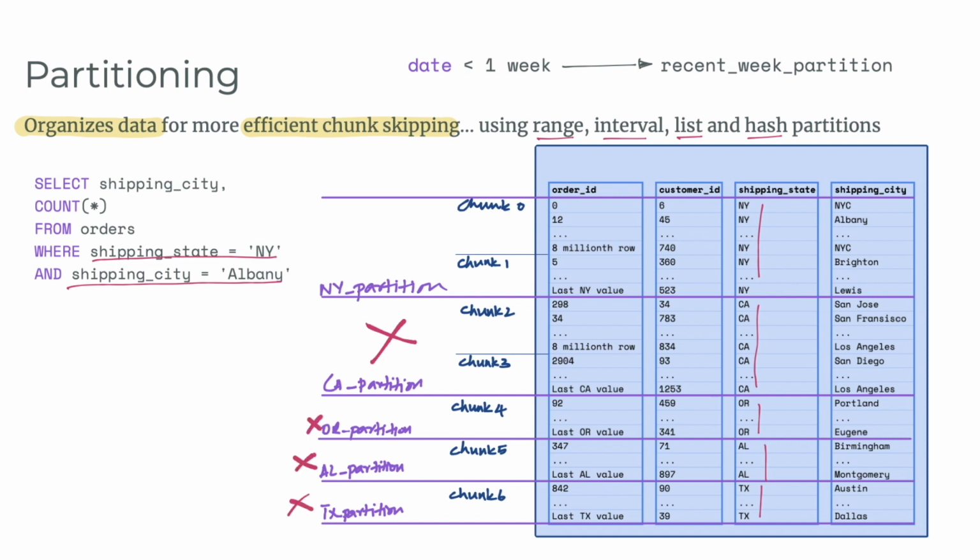The next step is to filter for the city of Albany from the remaining 2 chunks within the New York partition. Chunk 1 in the New York partition only includes values that range from Brighton to Lewis, which means that the alphabet range for shipping city column in chunk 1 is B to L, which does not include Albany. So chunk 1 is also skipped in the scan, leaving just the data in chunk 0. So to summarize, partitions further reduce the amount of data that needs to be scanned by giving us tools to organize the data in a way that makes chunk skipping more effective.